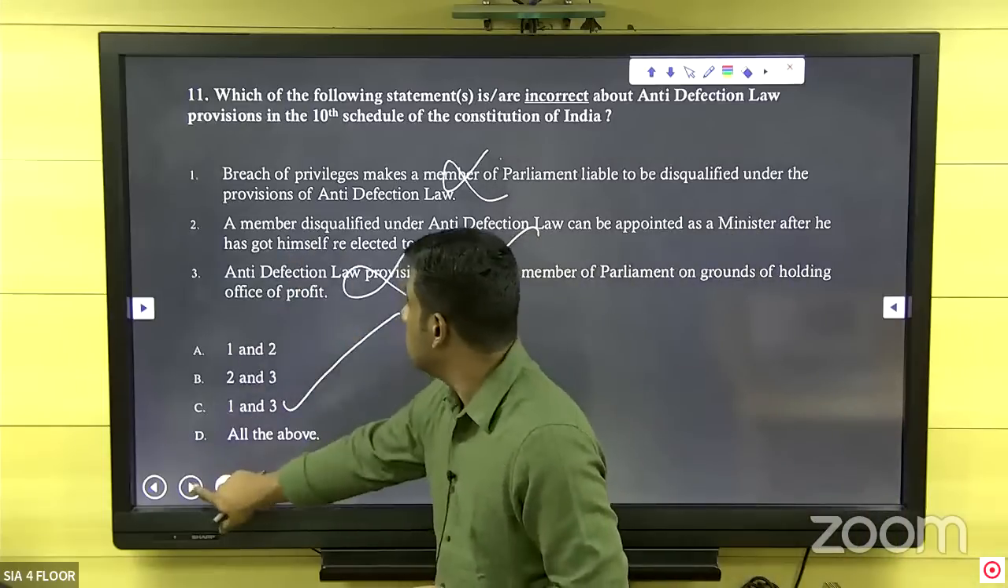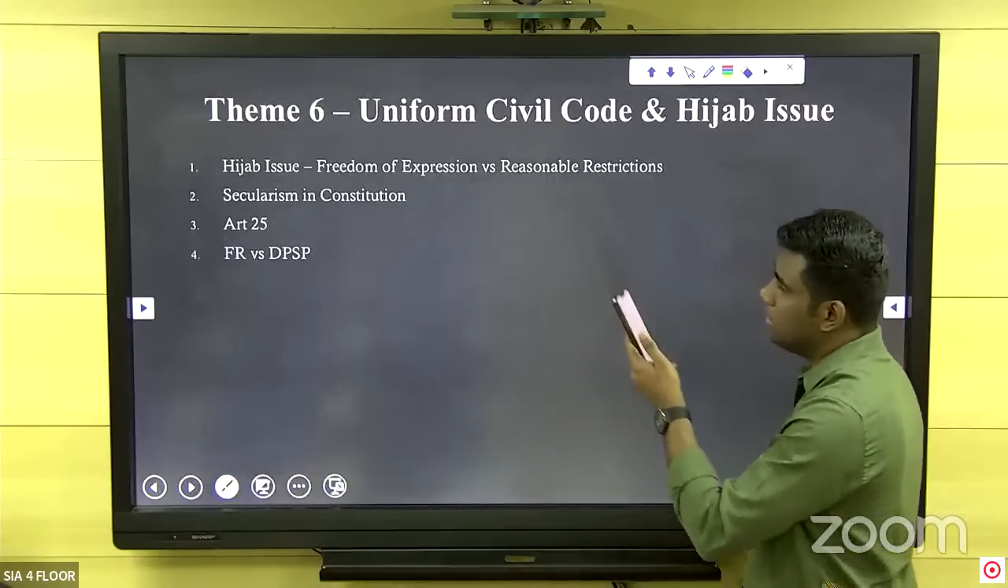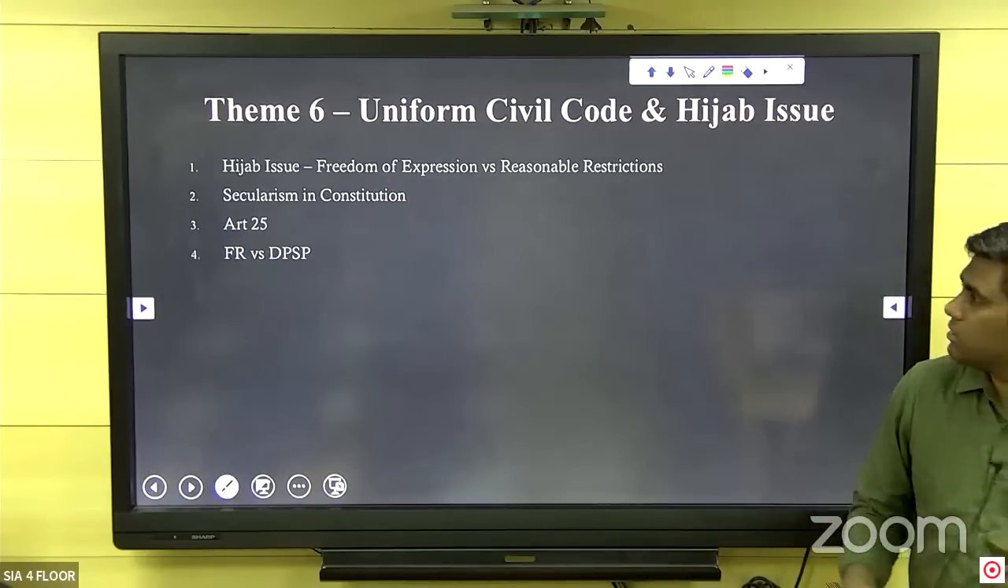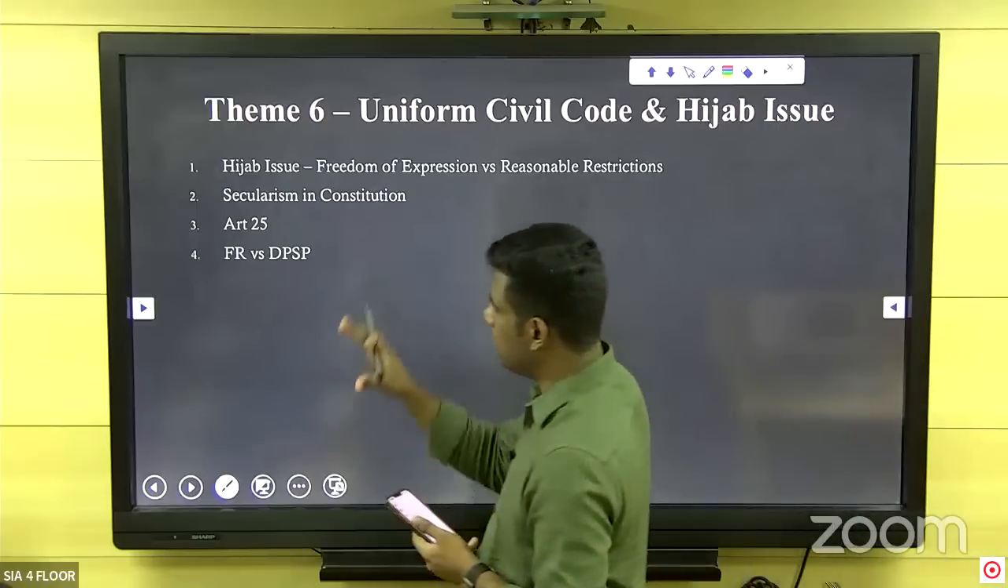All right, we move on. Next. Okay, these are themes regarding secularism, about the hijab issue, uniform civil code. So all these are going on.